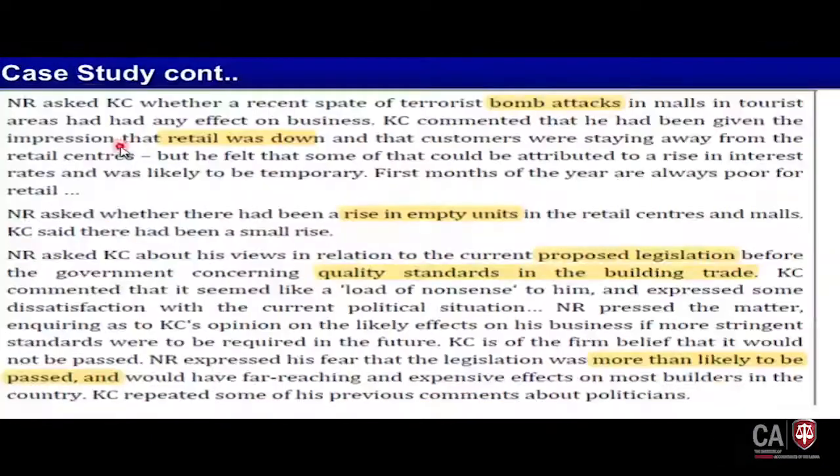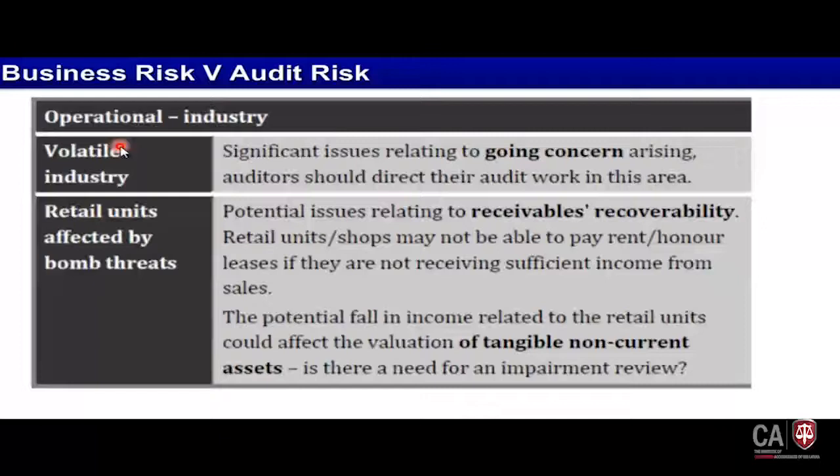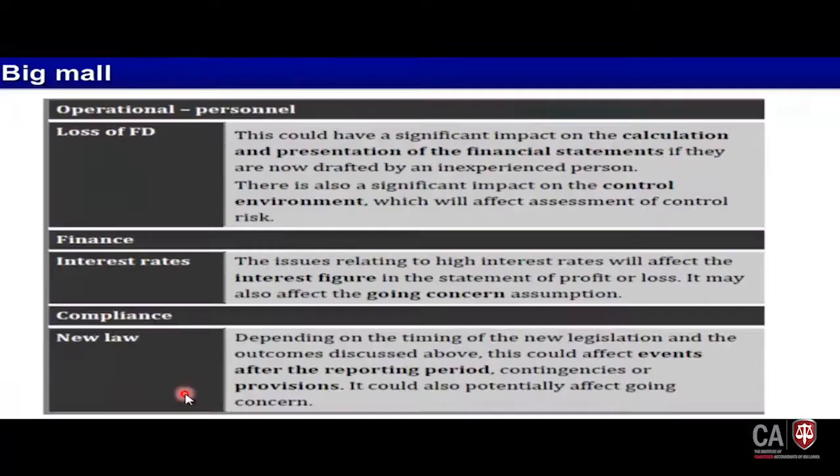So if I come back to this answer, the way you have to answer that business risk and audit part: the volatile industry can create a going concern issue, as we discussed, and especially these retail units affected by bomb threats. This is another important point. Because those shops are not doing well, you may not be able to recover your rent income. That's a question about recoverability of debtors, right? And then if there are properties, you have to question impairment. But remember, when a property is valued at fair value, like investment property, especially if there is an impact on market value, the fact that you value at the market value means it is automatically impaired.